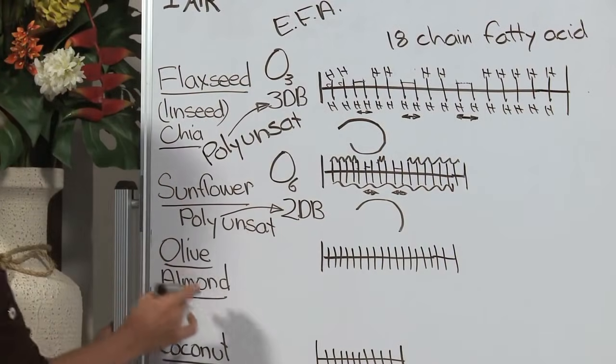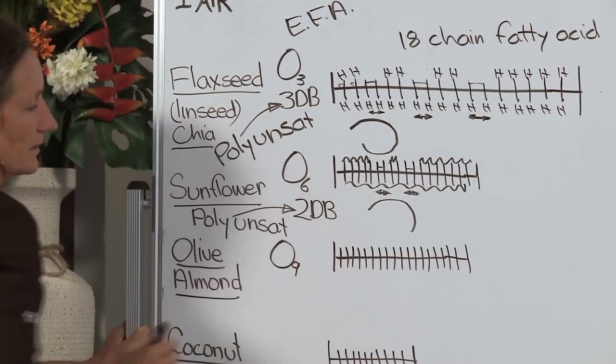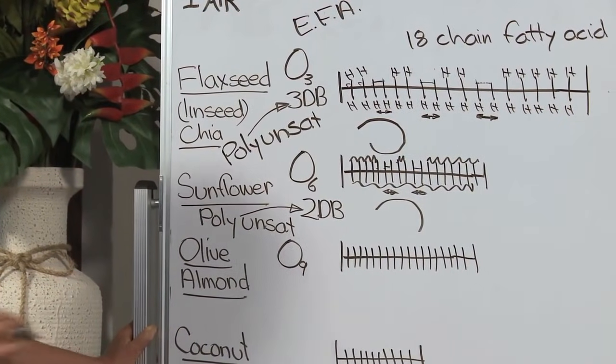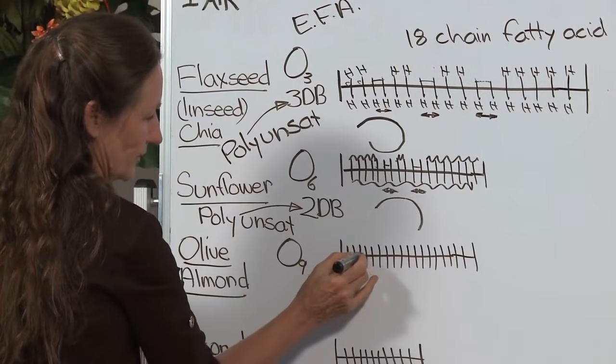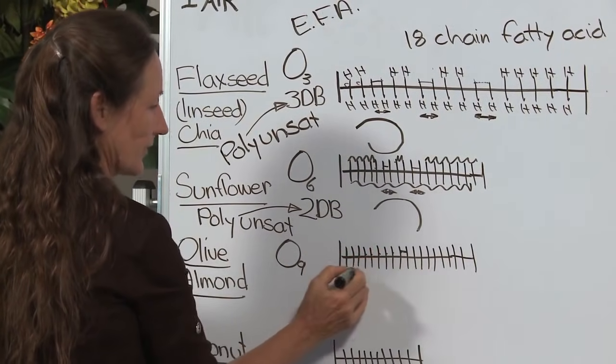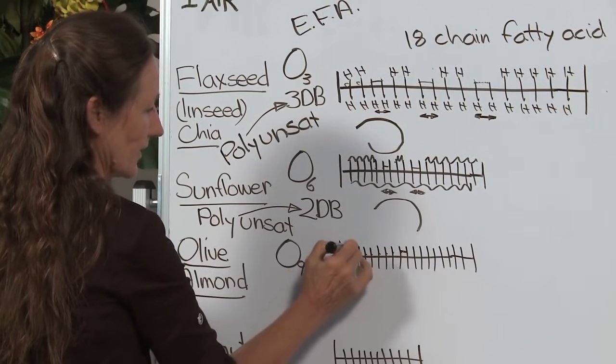What about olive and almond oil? They are high in omega-9, 9 indicating the position on the fatty acid chain of the first double bond. 1, 2, 3, 4, 5, 6, 7, 8, 9. There's our double bond there. And there is only 1 double bond in olive oil and almond oil.